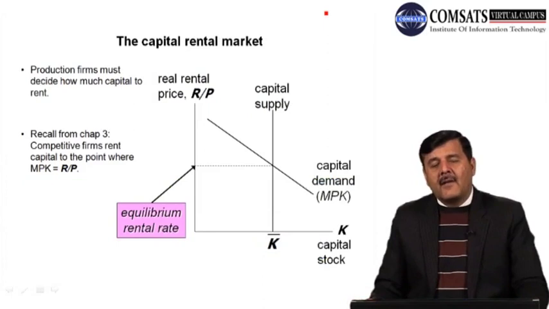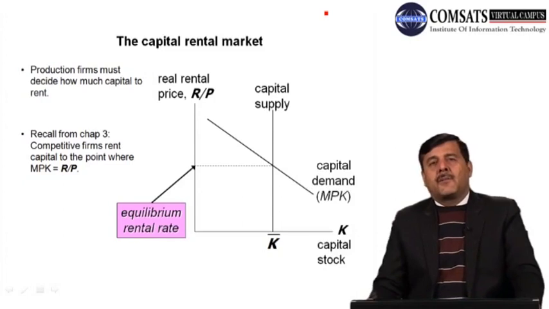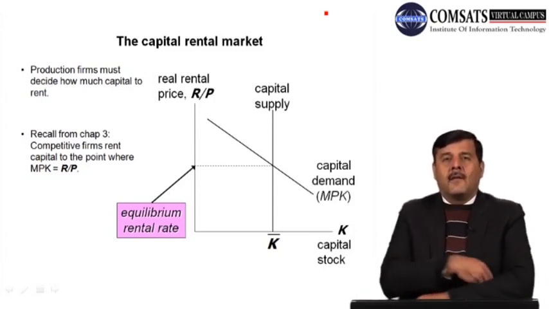We'll see the capital rental market, how it behaves and how it works. The production firm must decide how much capital to rent. Recall from chapter 3 that a competitive firm rents capital to the point where the marginal productivity of capital is equal to its price, the real rental price R over P.